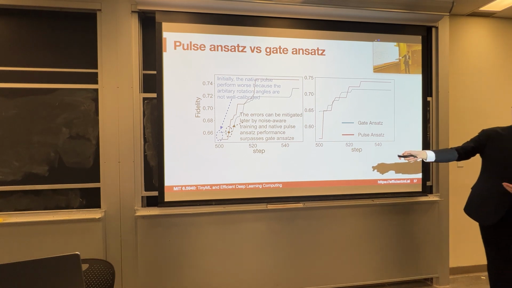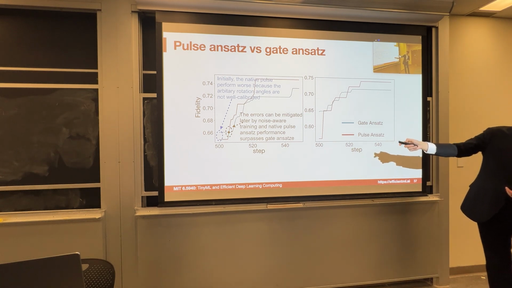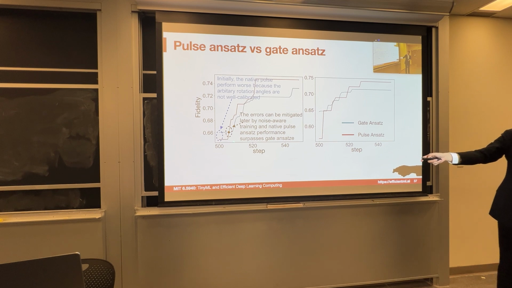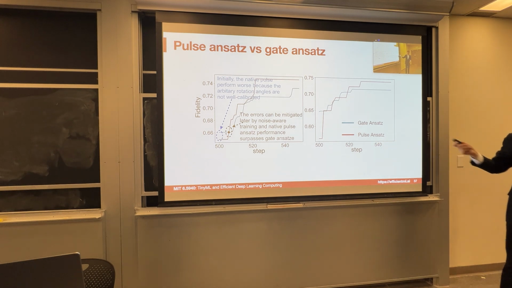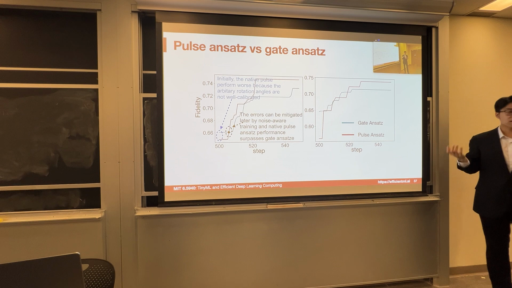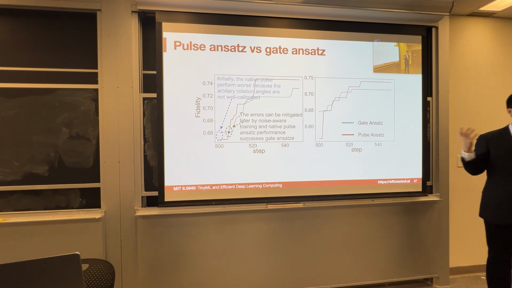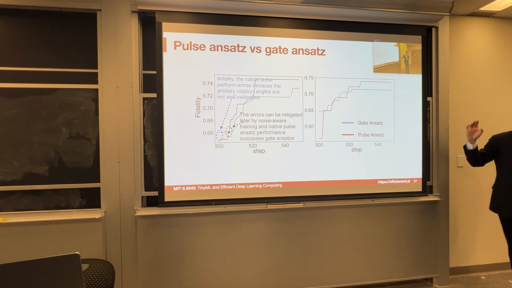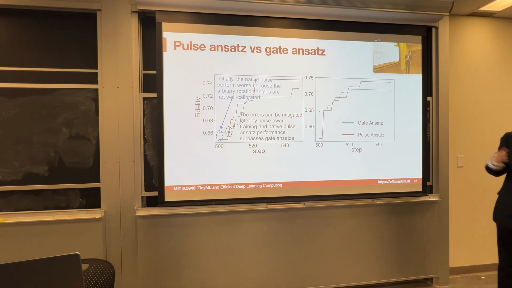So we can see at the first stage, the red curve here is the pulse level onset, and the green here is the gate level. At the first several steps, the pulse level onset is worse than the gate level. The reason is that if we decompose to the gate level, all of the gates are already well calibrated by, say, the IBM team, and they have very high efficiency and high fidelity. If we do the pulse level onset, at the first stage we change the values, and that will introduce some additional errors.